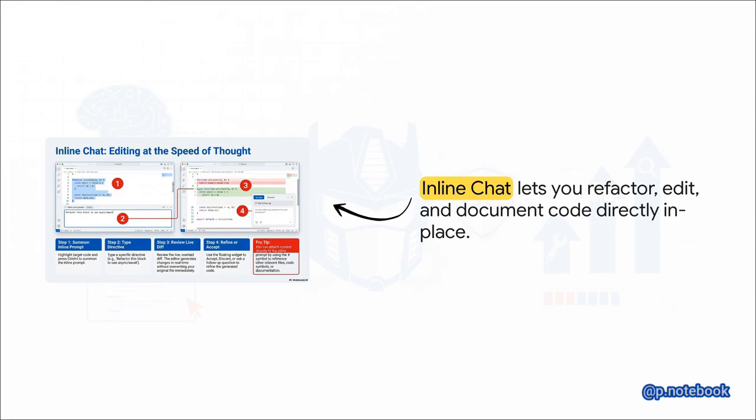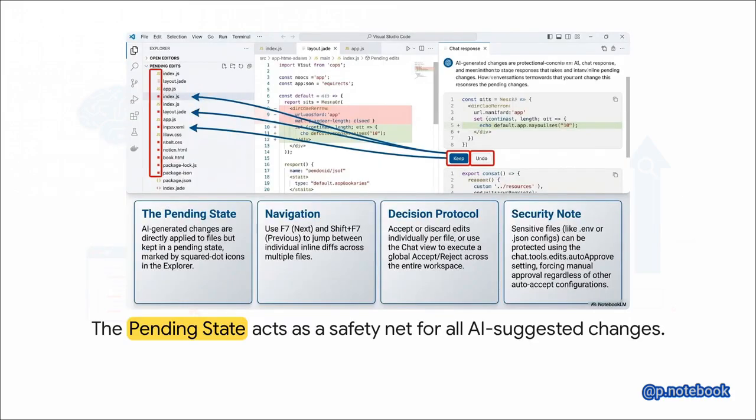Well, meet your new best friend, Inline Chat. Just hit Command+I, and boom, the chat appears right where you are. You can refactor, edit, document your code, whatever you need, right in place. And you get a live diff so you see exactly what's changing. It's brilliant. And here's the best part, the thing that lets you experiment without any fear.